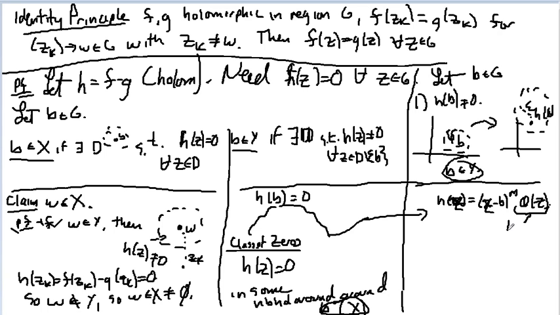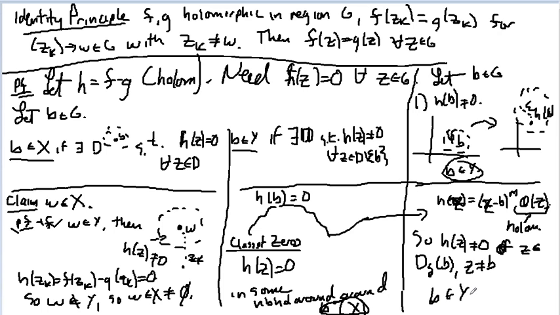But phi is holomorphic. That means it's continuous, which means we can apply the same argument. Here's phi of B, that means there's some epsilon ball around it. It's holomorphic, so it's continuous. So there has to be some delta ball that maps into this epsilon ball, and we can choose the epsilon so it avoids 0. So H of Z is not equal to 0 if Z belongs to the delta ball around B and Z is not equal to B, which means that B belongs to Y. Which means we're done.